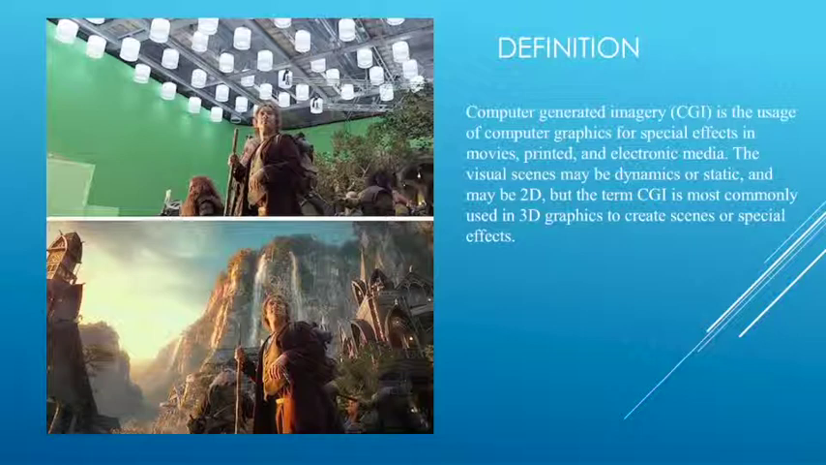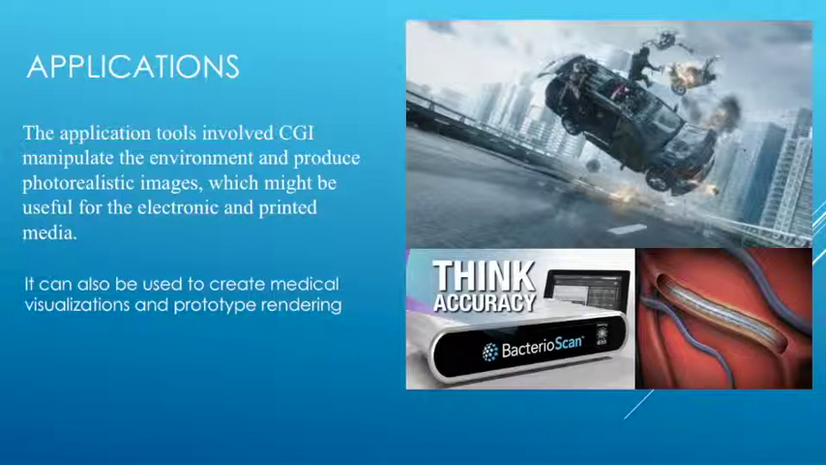But it not only covers that, it can also be used in other areas of human life. The visual scenes may be dynamic or static, and may be 2D, but the term CGI is most commonly used in 3D graphics to create a sense of special effects, like the ones in The Hobbit and most of the movies that are seen nowadays. Some of the applications are that the application tools involved in CGI manipulate the environment and produce photorealistic images, which might be useful for the electronic and printed media.